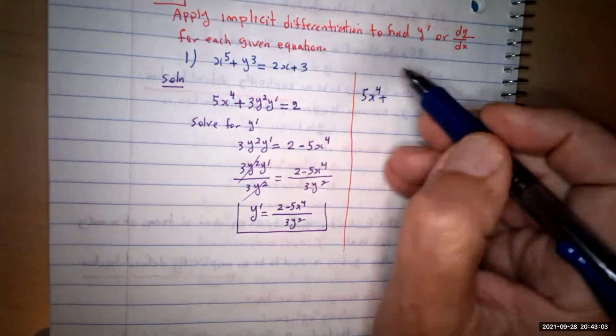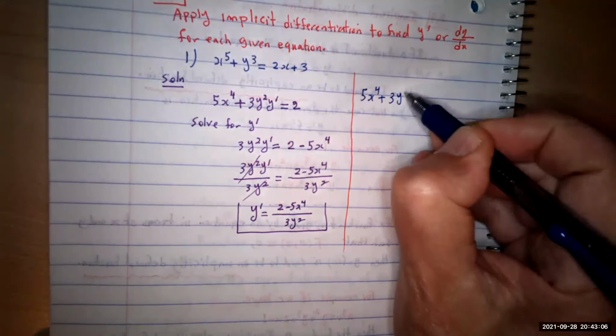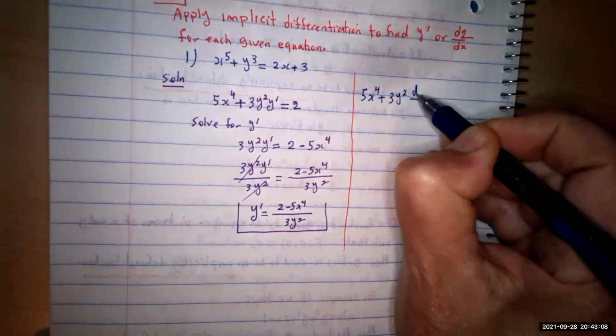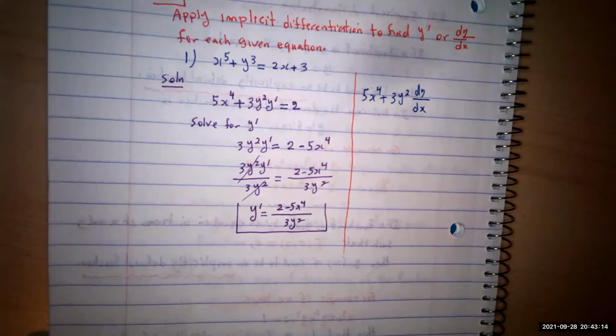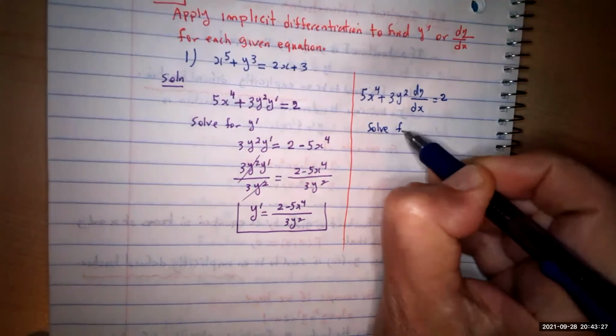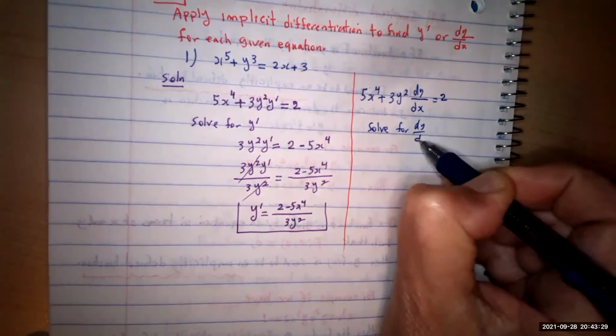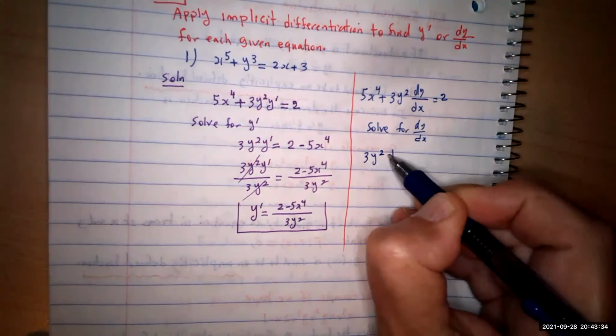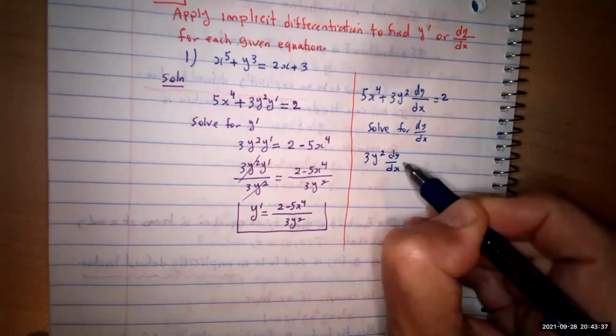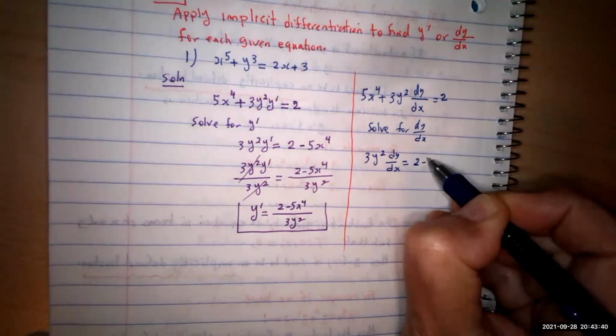But when they got to the y cubed, they write 3y squared times dy dx instead of the y prime. And then the other side is just the derivative of 2x, which is 2. Then they solve for dy dx, it's the same thing. So this is going to be 3y squared dy dx equal to 2 minus 5x to the fourth.